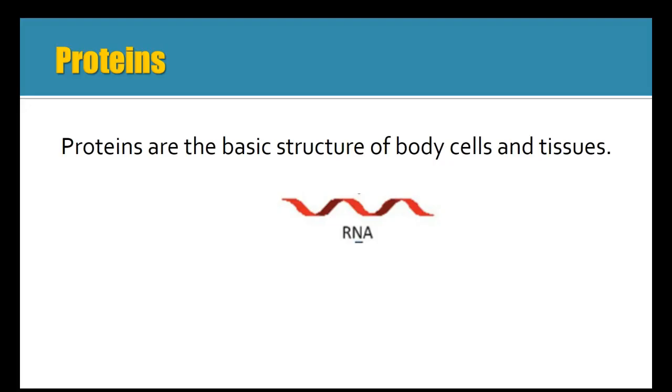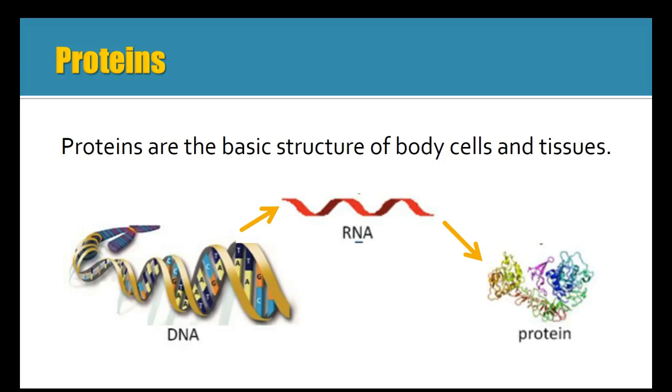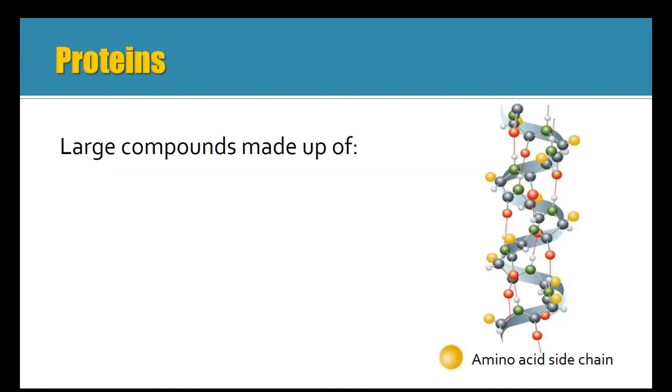So proteins are part of the basic structure for body cells and tissues. We have DNA that then forms RNA, which then forms a protein. Now this is a little bit of biology. You really just need to understand that proteins are macronutrients. They do have functions in the body apart from the fact that they are an energy source.